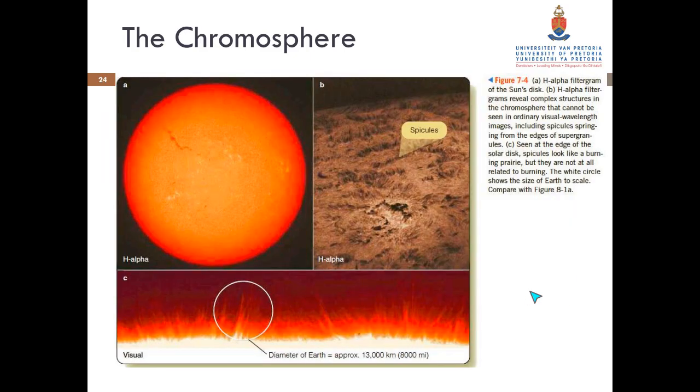So here we can see these spicules. In image A is a hydrogen alpha photogram of the sun's disk. And then in image B, hydrogen alpha photograms reveal complex structures in the chromosphere that cannot be seen in ordinary visual wavelength images, including spicules springing from the edges of the supergranules. Then in image C, seen at the edge of the solar disk, spicules look like burning prairie grass, but are not all related to burning. So these little filaments you see standing up, those are the spicules that we are seeing.